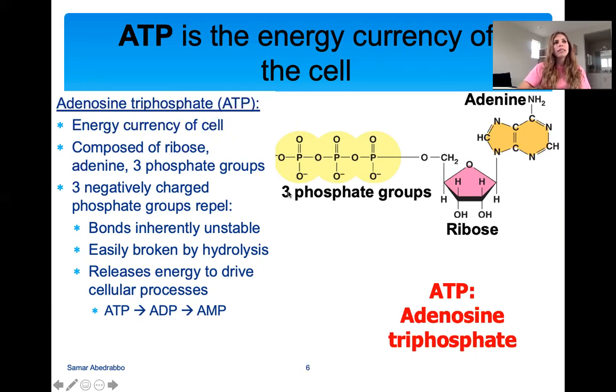And so if your cell needs to use energy to do something, it will take ATP, and by releasing one of the phosphate groups, you get energy. So ATP can be converted to ADP, which is adenosine diphosphate, and then from ADP you can extract even more energy, and that will hydrolyze or get broken down into AMP, adenosine monophosphate. But the highest energy molecule is adenosine triphosphate, more than ADP and AMP. And it's because of these 3 phosphate groups that are highly negatively charged.